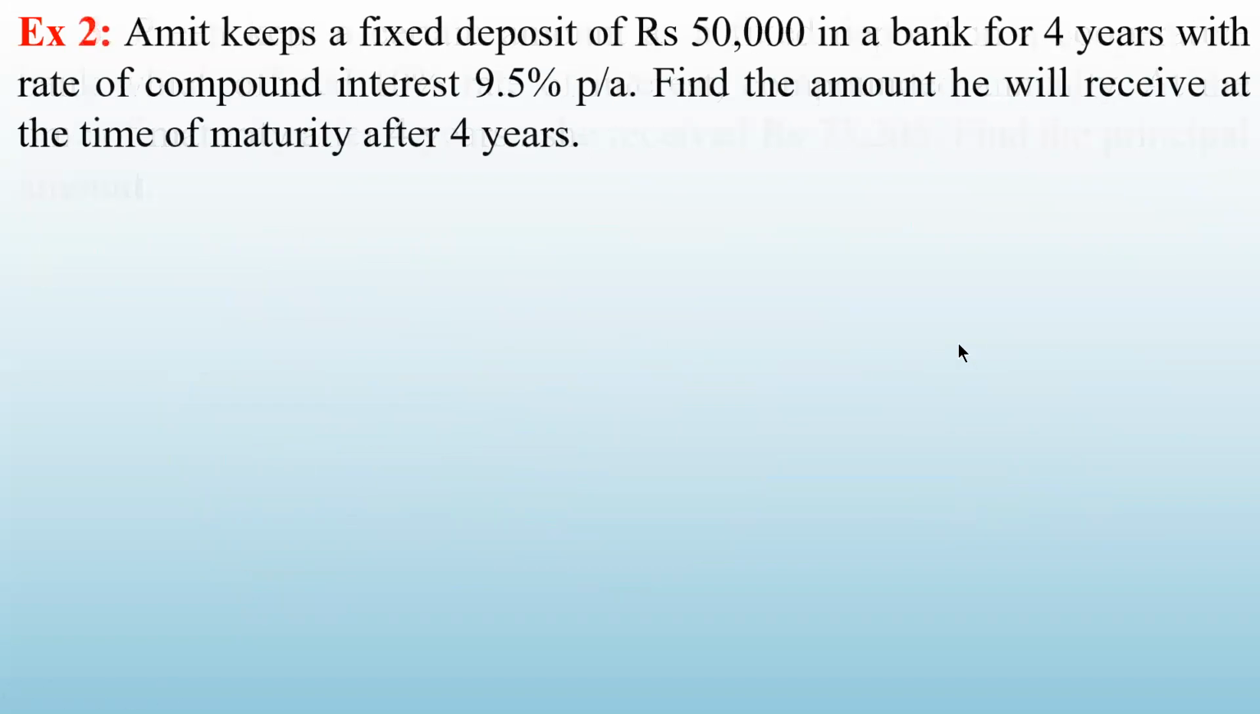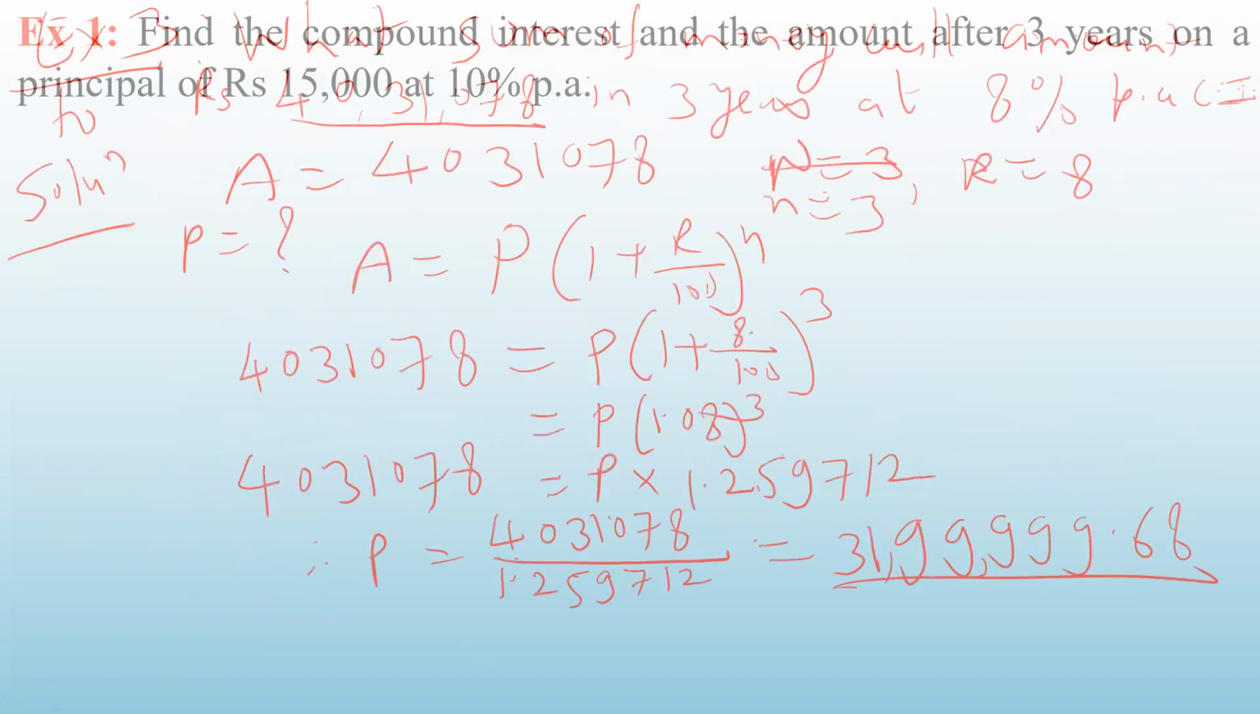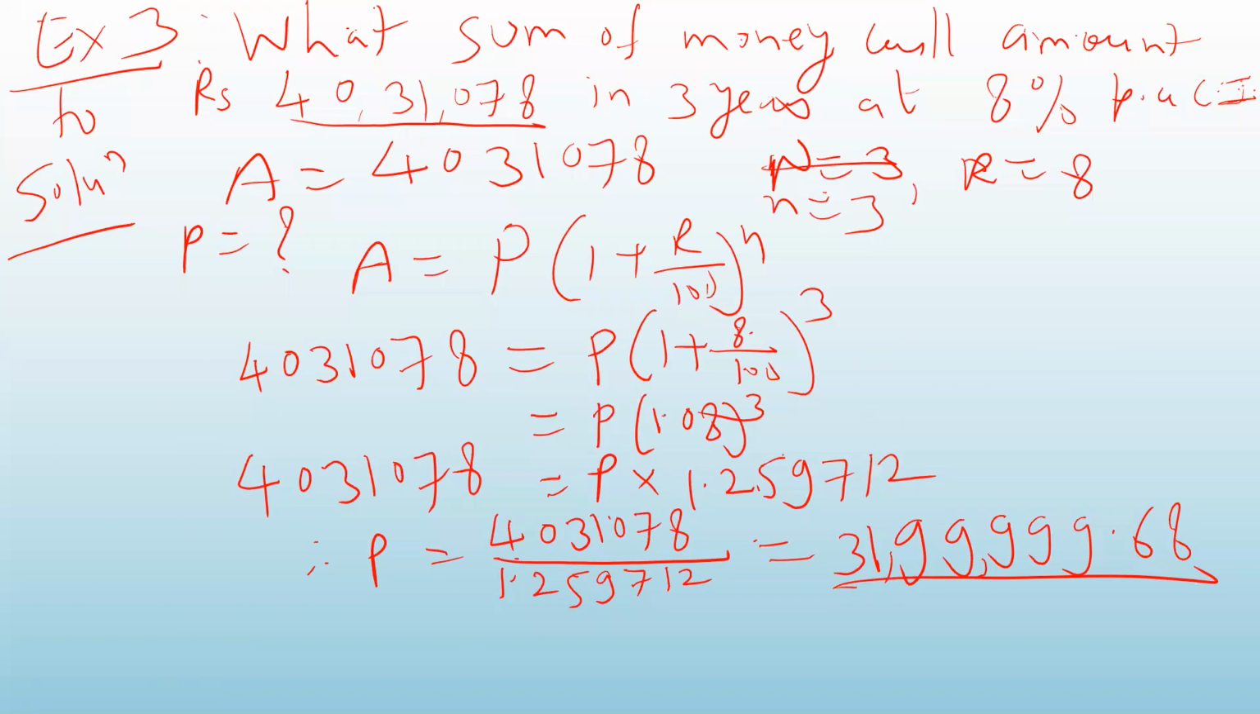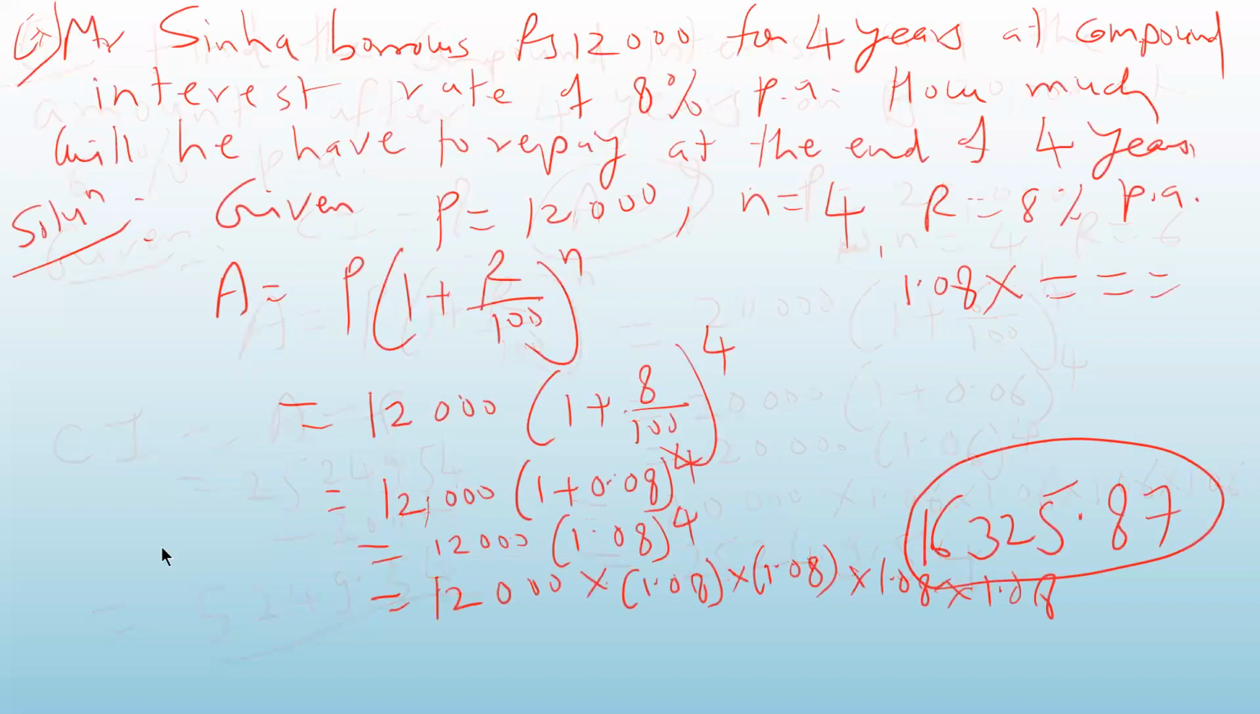Now some problems I have already solved here. We can go through them. Look at this. Mr. Sinha borrows rupees 12,000 for 4 years at a compound interest rate of 8% per annum. How much will he have to repay at the end of 4 years?